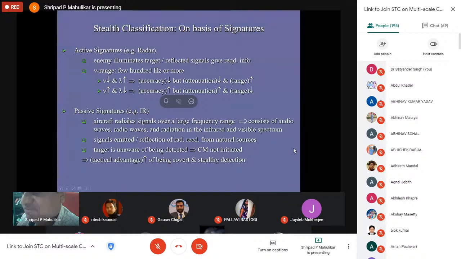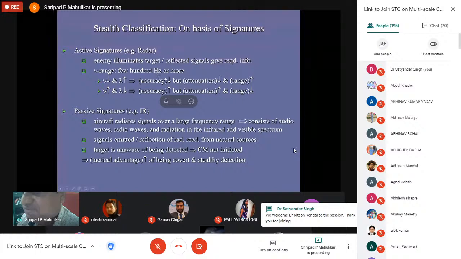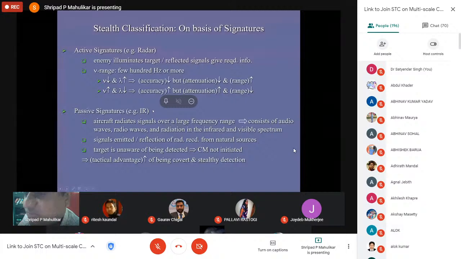But even 20, 30 years back, radars were popular, and IR was not popular until the last 15, 20 years. The main reason is that radar detection ranges are much larger, several hundreds of kilometers. And one advantage of being active is that if you are not getting sufficient return signal, you can always increase the power of the transmitter to get more information. That advantage is not there in passive.